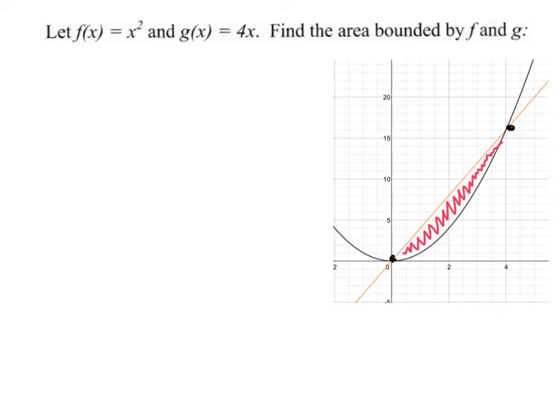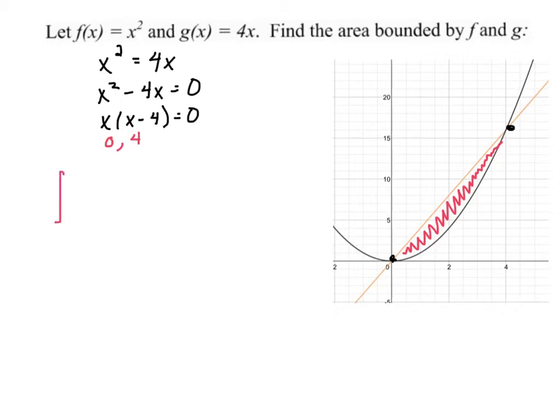If you didn't know that, let's say you didn't have a graph, you could easily get the intersection points by setting them equal to each other. With something like this, I would subtract 4x. I always look to factor, and then you'd say, okay, so 0 and 4 are the solutions. Those are the intersection points. That makes up the bounds of our integral.